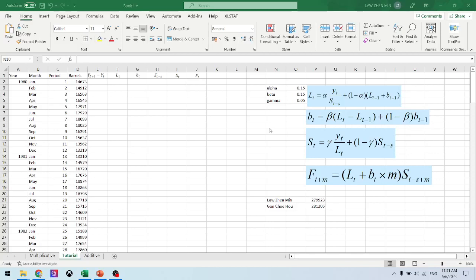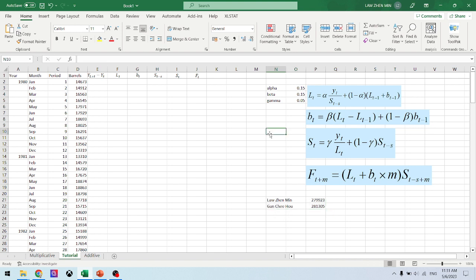Hi everyone, in this video I will show you how to do the Holt-Winters exponential smoothing for the multiplicative method. My name is Lodemin. Here are my matric number and my teammates' names and matric numbers.